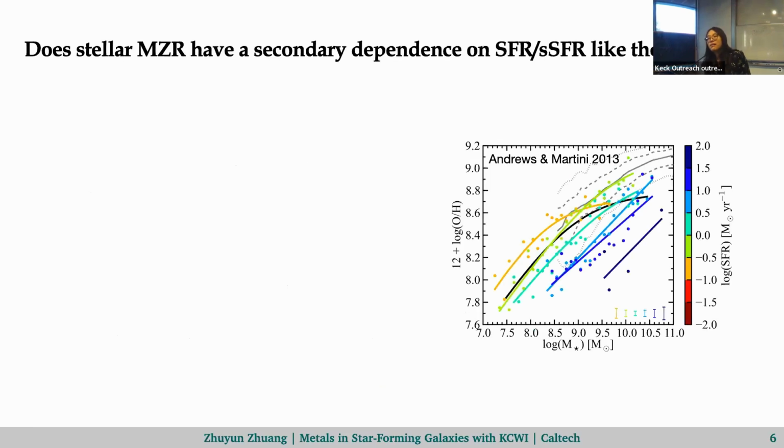Another thing we really care about is the shape of the stellar MZR, because that is really the initial motivation for this project. From all the analyses on the gas phase MZR, people have already figured out that in addition to the mass, the gas phase metallicity, measured as the oxygen abundance, has a really strong dependence on the star formation rate. As we can see in this plot, at a fixed stellar mass, galaxies with higher star formation rate tend to be more metal poor.